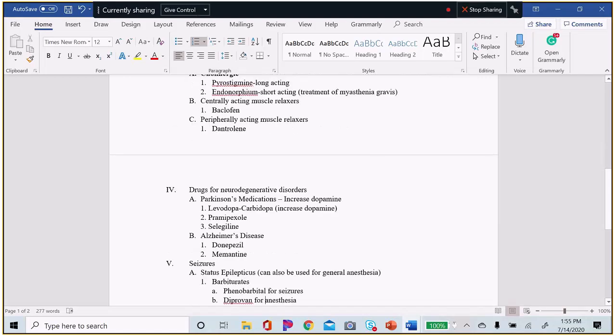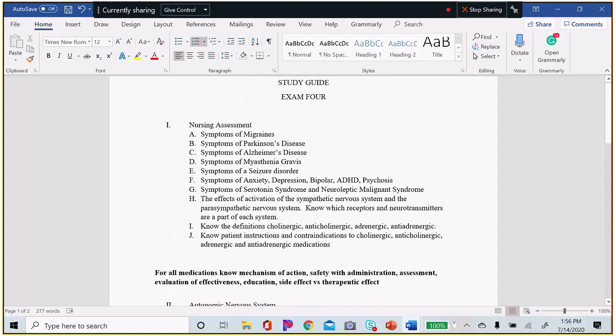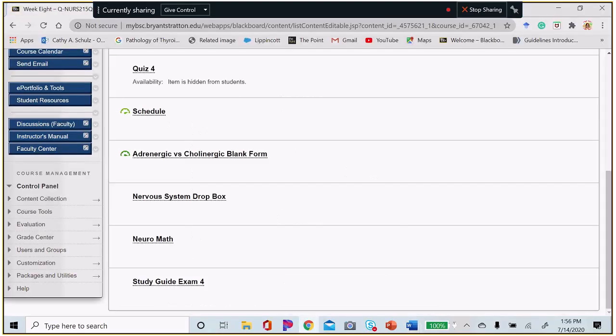Okay, so we'll finish up these medications. For the study guide, I just fixed it. The correct study guide is now on our Blackboard page, which covers the migraine medication, the triptans, and then the medications that we're talking about right now.